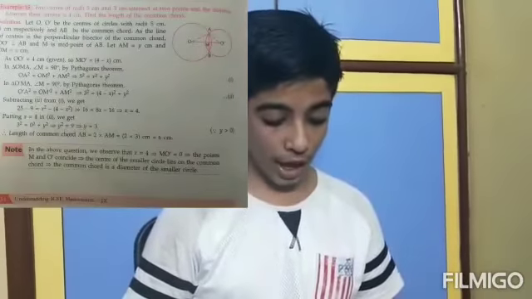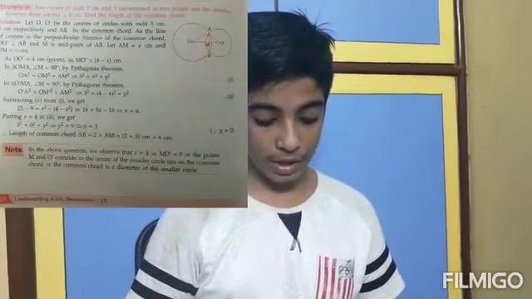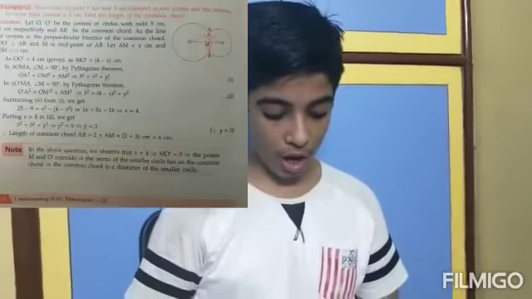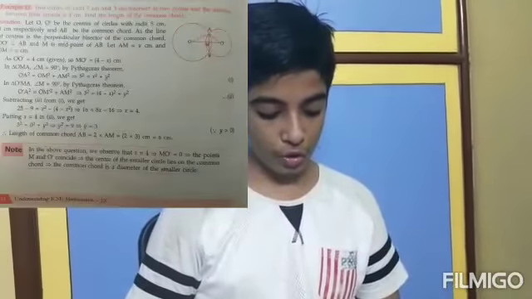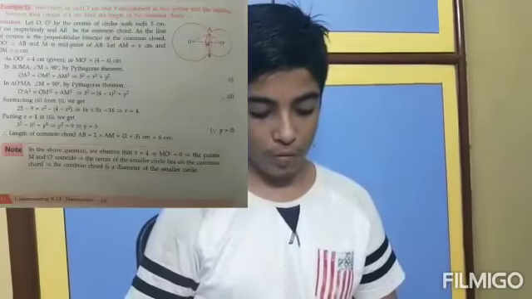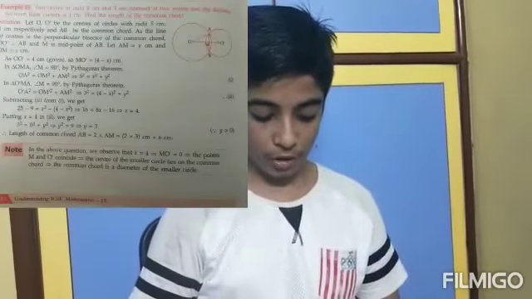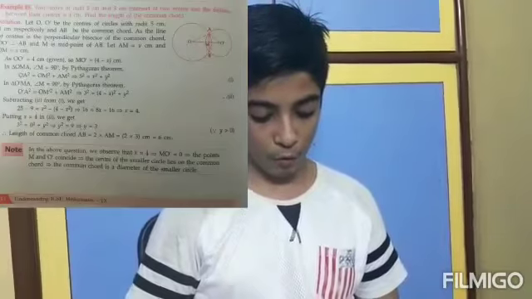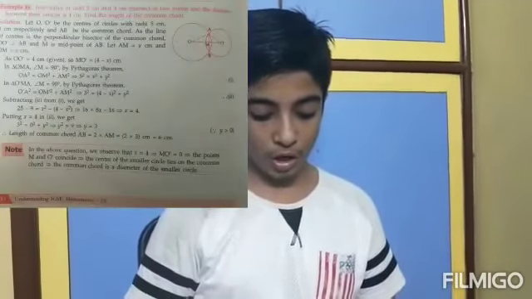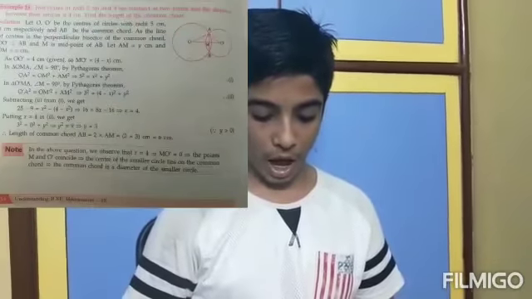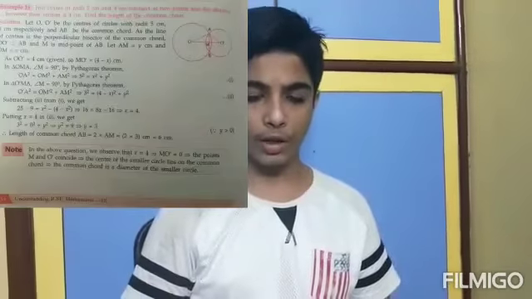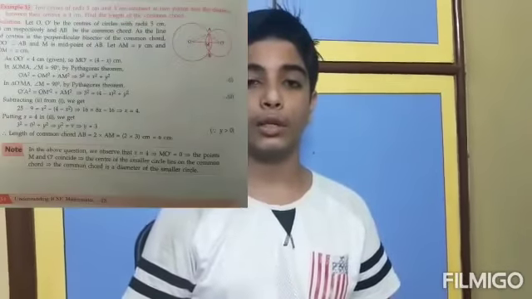Now we put x in equation number 2. So we see that 3 square is equal to 0 square plus y square, and so we conclude that y is equal to 3. So the length of the common chord AB will be equal to 2 into AM, and when we place the value, it will be 2 into 3 centimeter, which is 6 centimeter.